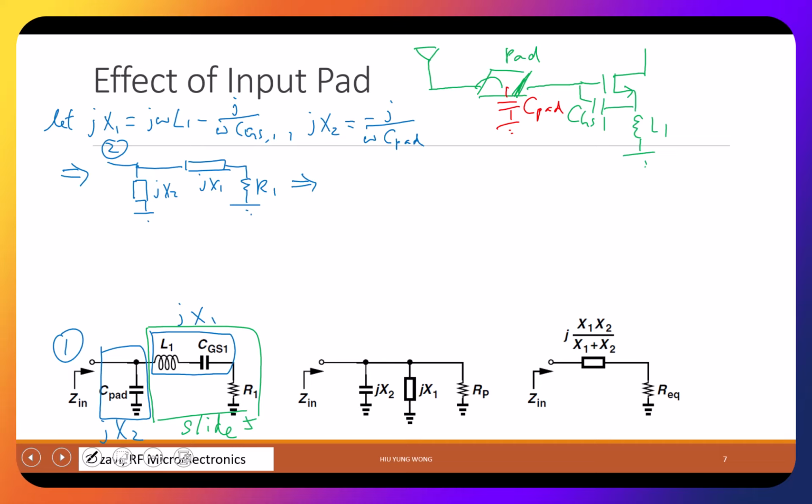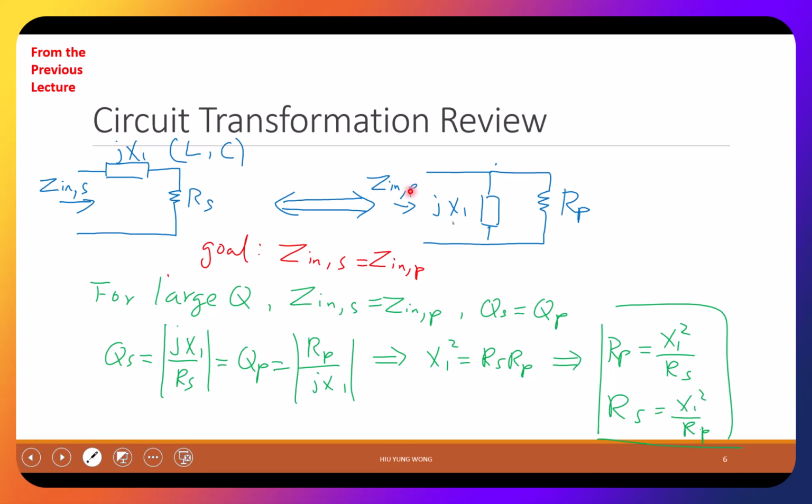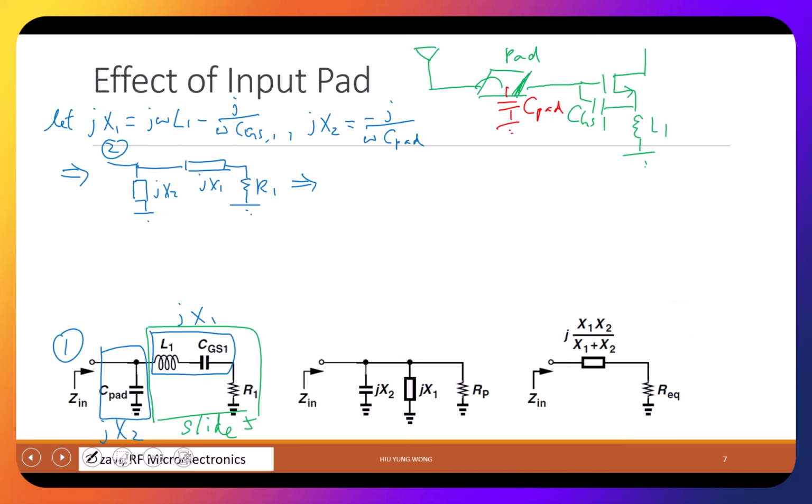Right. So in order to do the transformation, the first thing I transform is this one first. Remember, series to parallel, right? So I decided to make it parallel. So I have jX1, X2, I don't touch it. Then I put jX1 here. But now I need to change my resistor here. It's no longer equal to R1, it's equal to RP. And what is RP? Do you remember the equation?